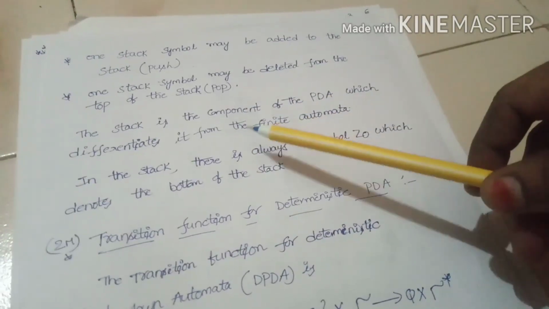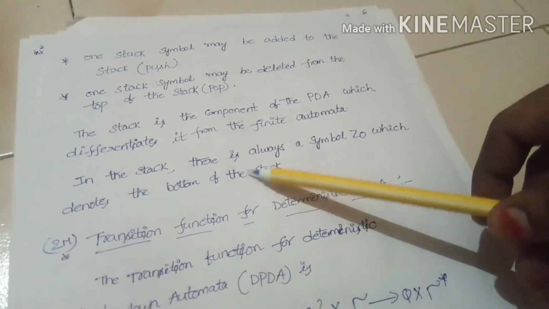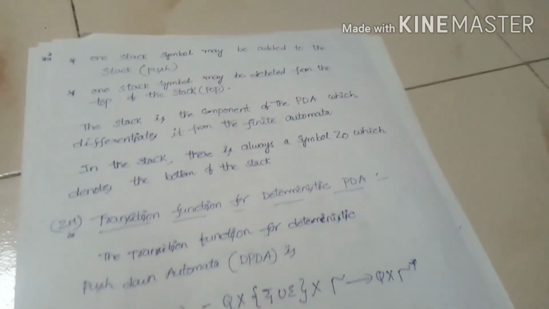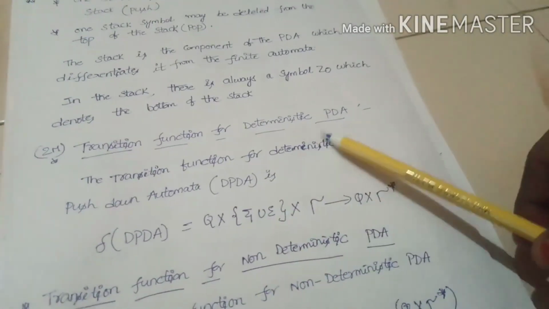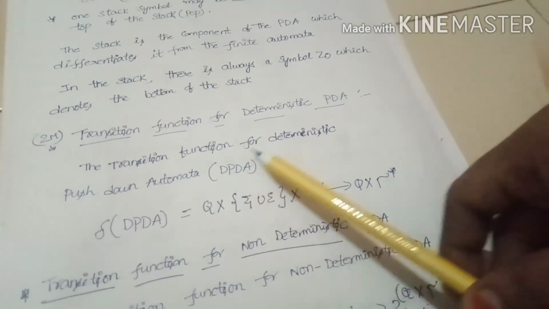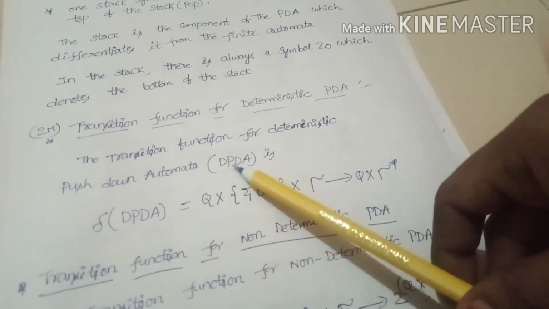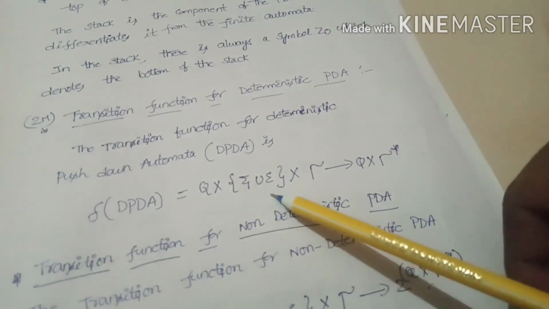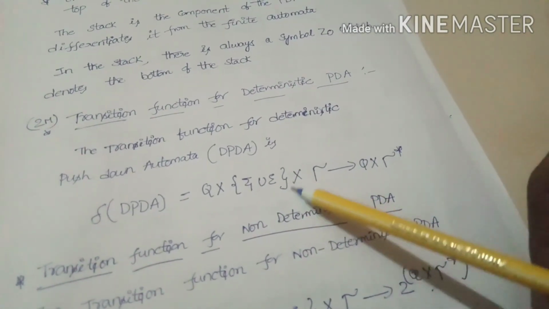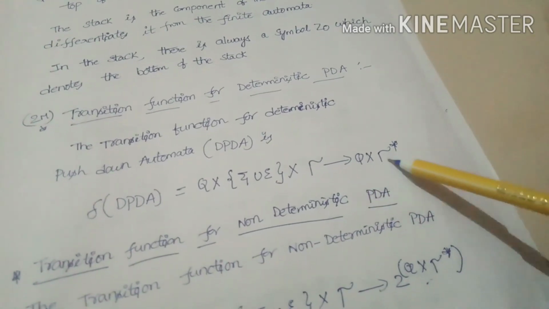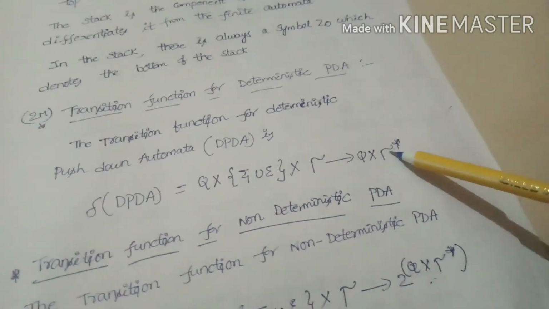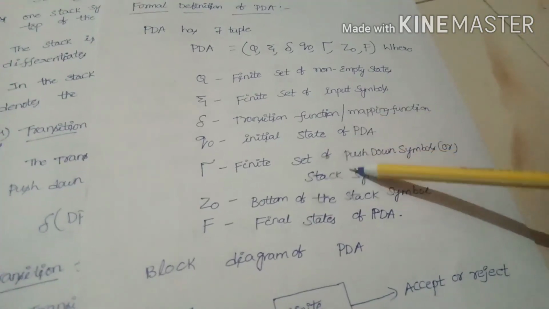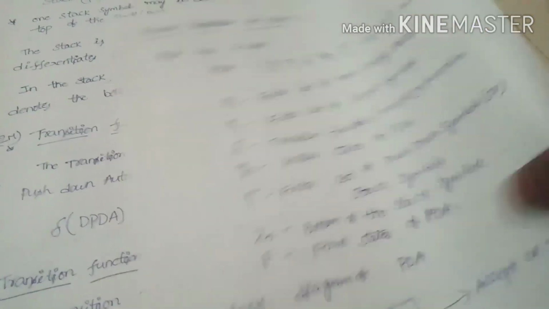Next, this is the block diagram of the PDA, or conceptual model of the PDA. The next topic is the transition function for deterministic PDA. The transition function for deterministic PDA is delta of dPDA equal to Q into sigma union epsilon into tau tends to Q into tau star, meaning any number of stack symbols. Tau means the finite set of pushdown symbols or stack symbols.